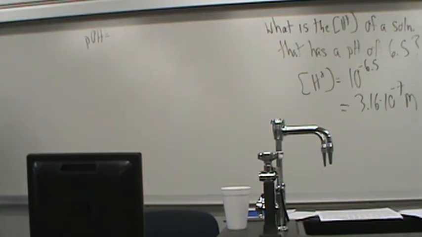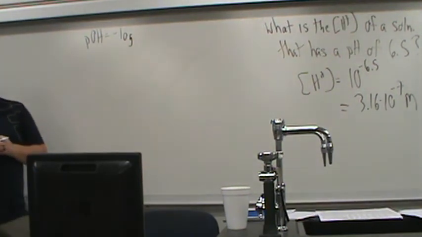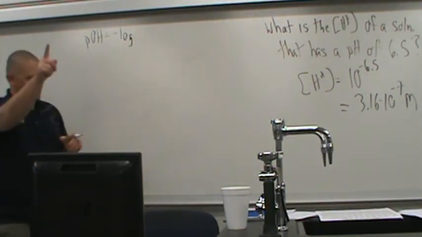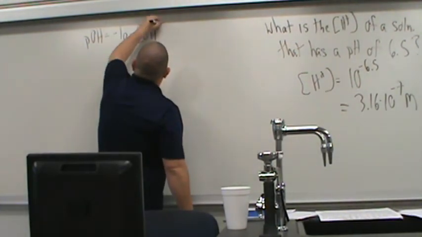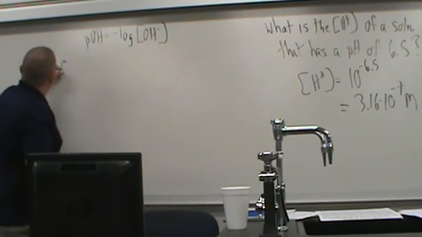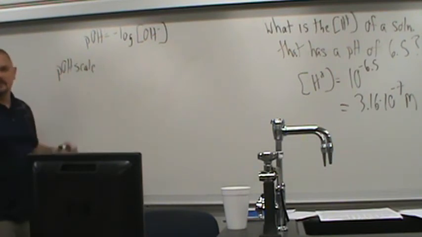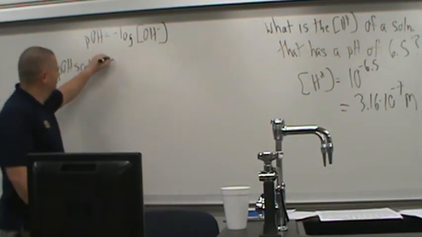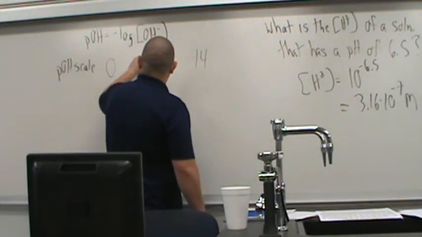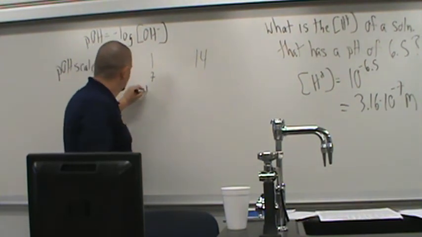Now to find the pOH, very similar to finding pH. Guess what we're going to change out? Yeah, so pOH is equal to the negative log of the hydroxide ion concentration, yes. And we do have a pOH scale. Guess what the pOH scale range is? 0 to 14. Guess what's going to be at 7? We're going to be neutral.